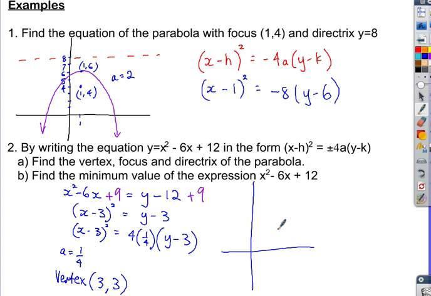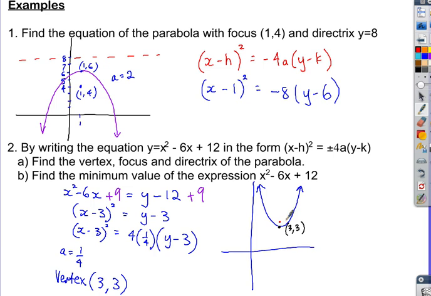So 3, 3 right here. Concave up parabola, and the vertex there is 3, 3. Okay, now if the focal length is a quarter, that means you've got to move up a quarter, and there's the focus.